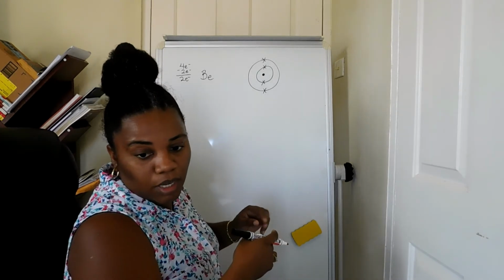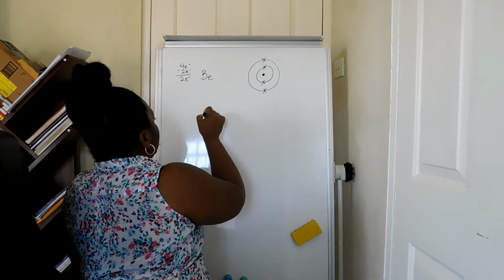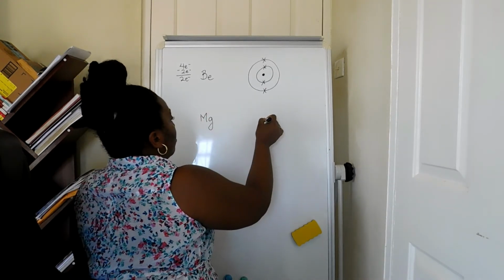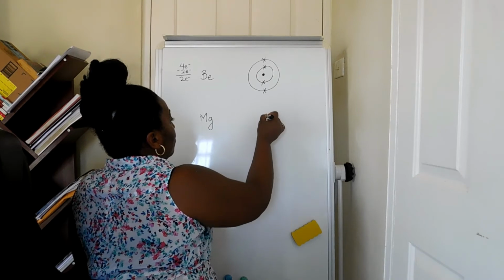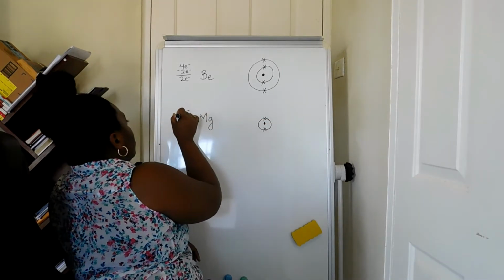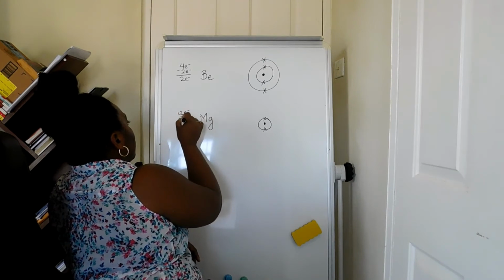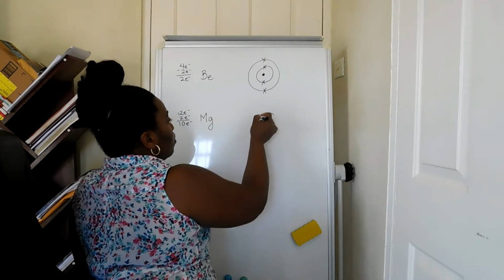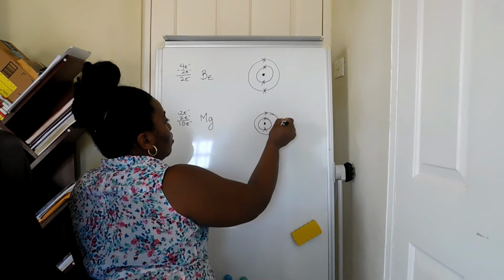And now let's look at magnesium. Magnesium has 12 electrons. So we have here the nucleus. First energy level holds 2. So 12 minus 2 electrons leaves us with 10 electrons. So the next energy level holds 8.